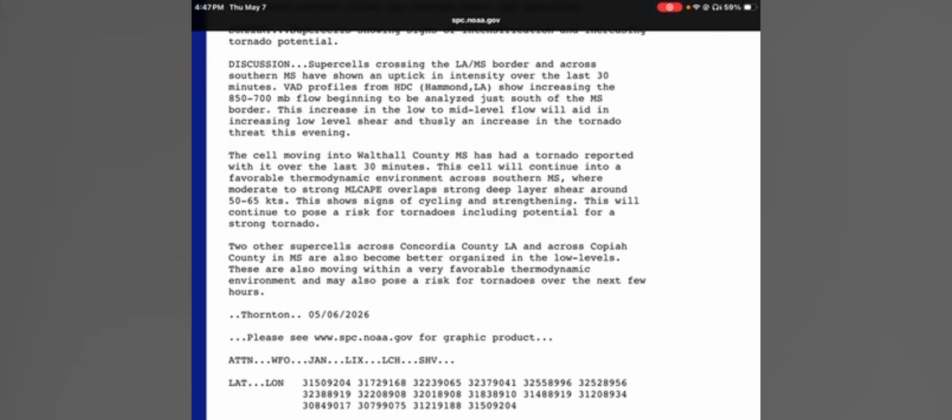This shows signs of cycling and strengthening. This will continue to pose a risk for tornadoes, including the potential for a strong tornado. Two other supercells across Concordia County, Louisiana, and across Copiah County in Mississippi are also becoming better organized in the low levels. These are also moving within a very favorable thermodynamic environment and may also pose a risk for tornadoes over the next few hours.